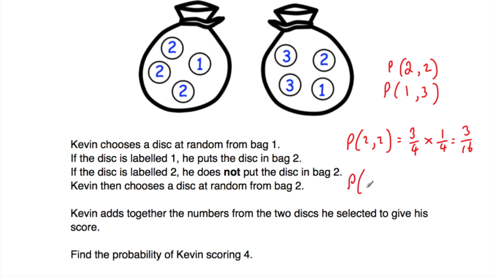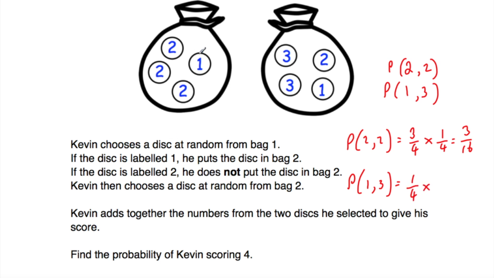Okay, now let's have a look at the probability that Kevin chooses a 1 and then a 3. Okay, so in terms of bag 1, he goes along to that bag, he chooses a disc at random, and we want to find the probability that he picks a 1. Well, it's going to be 1 out of 4, 1/4, because there's one disc with a 1 labelled on it, and there's 4 discs altogether, so that's a quarter. And then we're going to times that by.